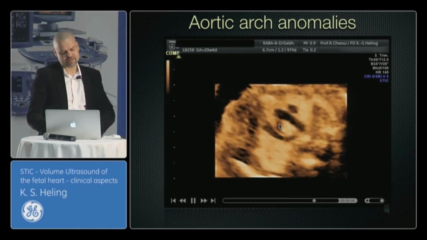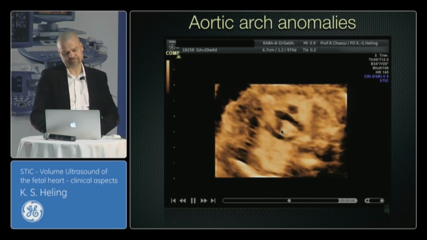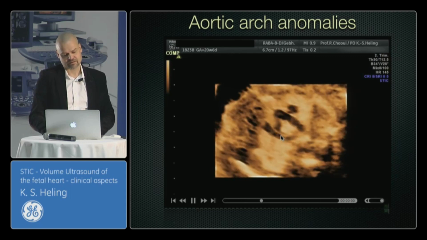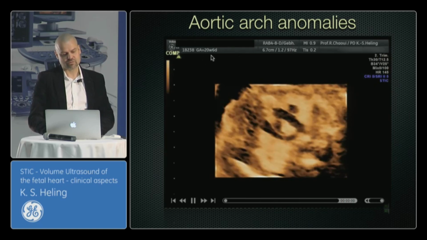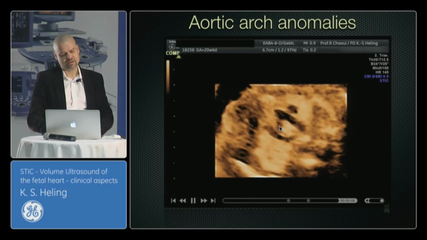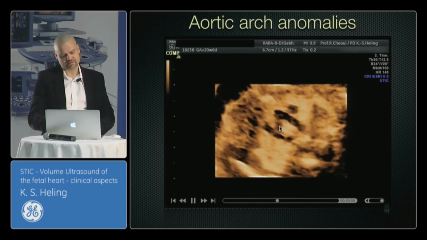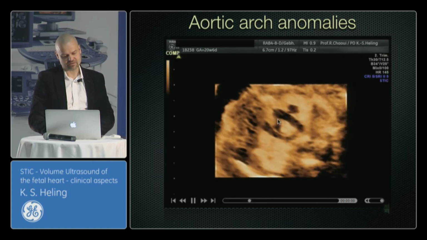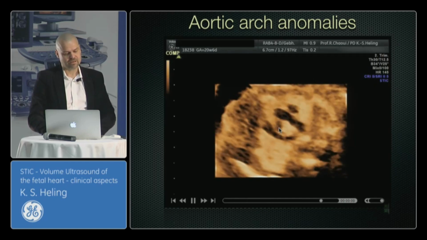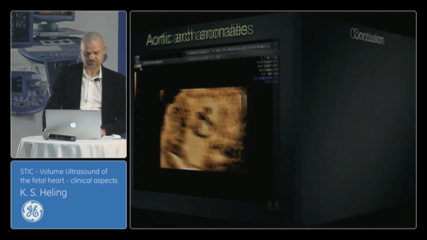After birth, this double arch will be divided, and the ductal arch closed, and then the baby is healthy. And the diagnosis was made at 20 weeks, in this case only using the STIC technology. Normally with 2D ultrasound we make the diagnosis for double aortic arch around 28 weeks, because then the double arch, which does not always have the same diameter as the right arch, is big enough to detect.